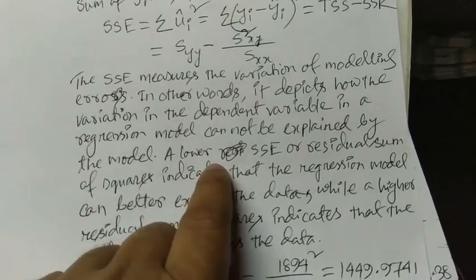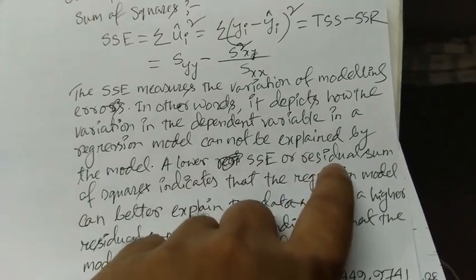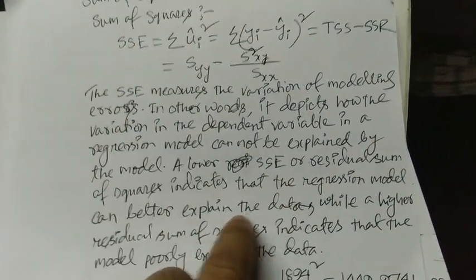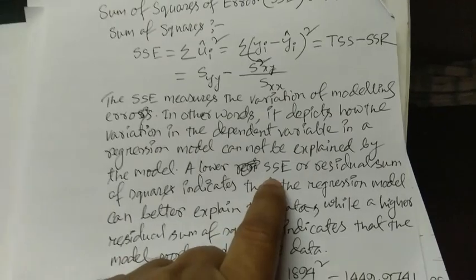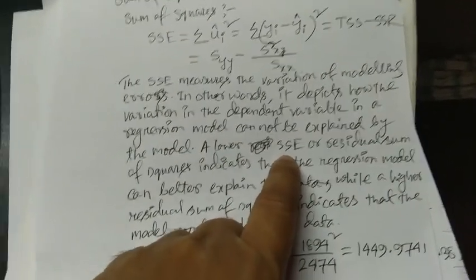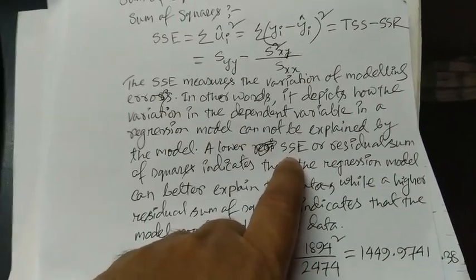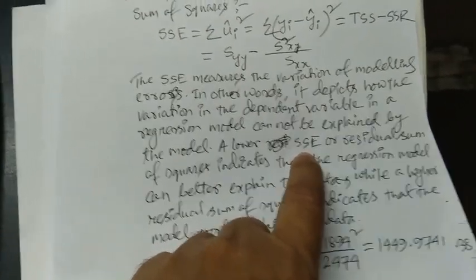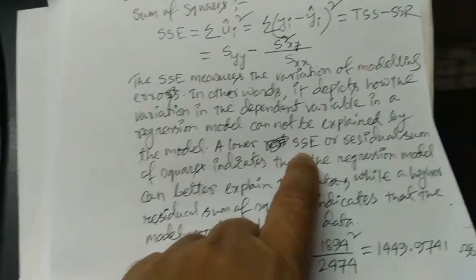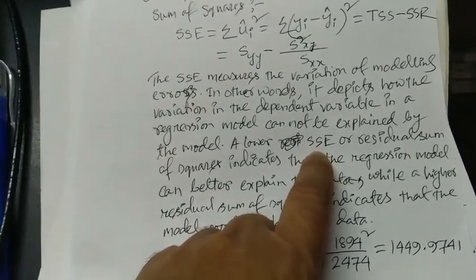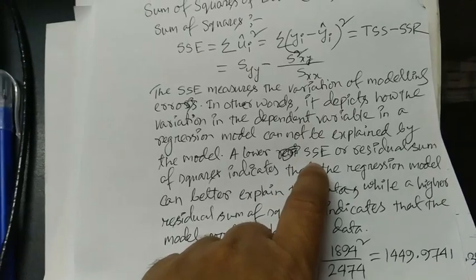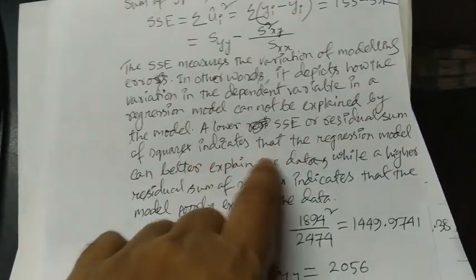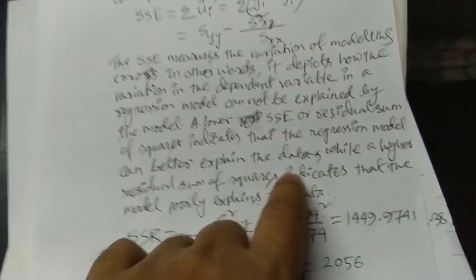That means a lower SSE or residual sum of squares indicates that the regression can better explain the data. That means a lower value of SSE is good because it means a lower value of error. Error is not good. Error means that our forecast is not good enough, our forecast has some problem. And always remember, error should be as low as possible. So a lower value of sum of squares of error explains that the regression model can better explain the data.